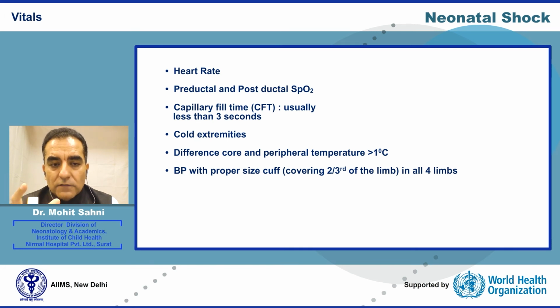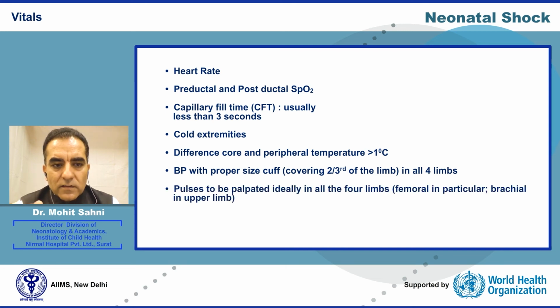If you are doing it in the arm, use the upper arm; if you are doing the legs, use the upper part of the legs. Make a habit of doing blood pressure in all four limbs. While palpating pulses, the easier ones to palpate in babies are the femoral for the lower limbs, and for the upper limb, radial is sometimes difficult to palpate in preterms. Then we generally do the brachial in the upper arm. So brachial and femoral, at least we should palpate upper limb and lower limb pulses.